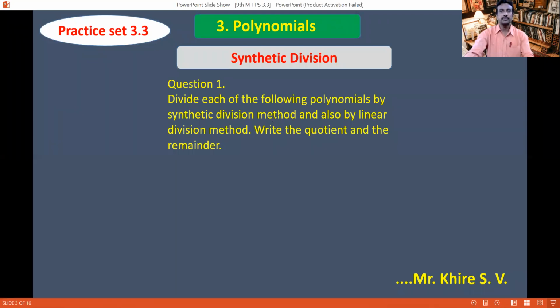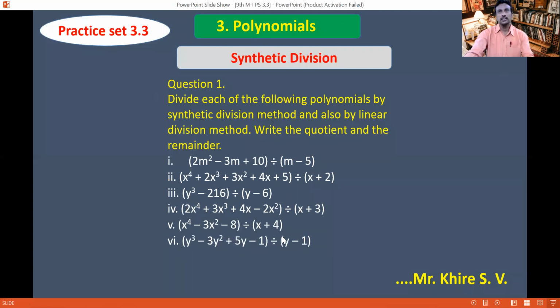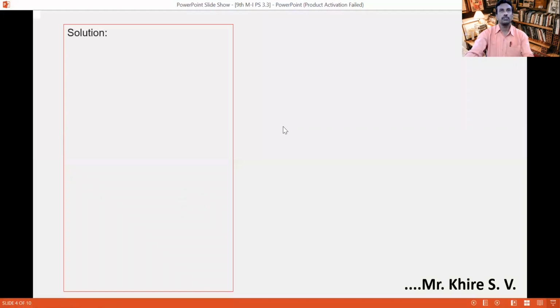Okay, so let's start. First example: 2m square minus 3m plus 10 divided by m minus 5. There are six examples given in question number 1. Now let's see the solution for the first example.